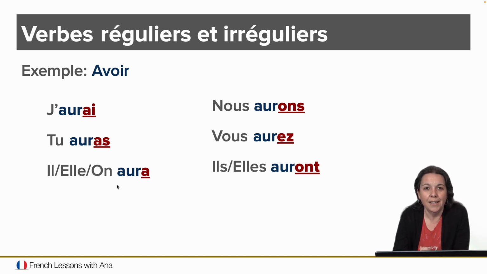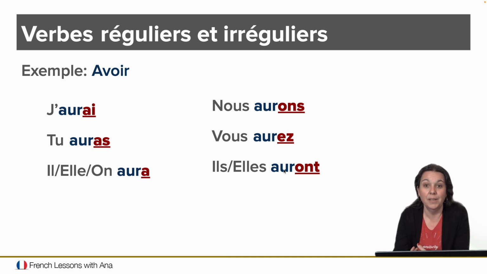Nous, and here again, that S followed by a vowel, nous aurons, becomes nous aurons. There's a Z there, right? Nous aurons, we will have. Same thing for vous. Vous aurez, you will have. Same thing for il and elle, plural. Ils auront, they masculine will have. Elles auront, they feminine will have.